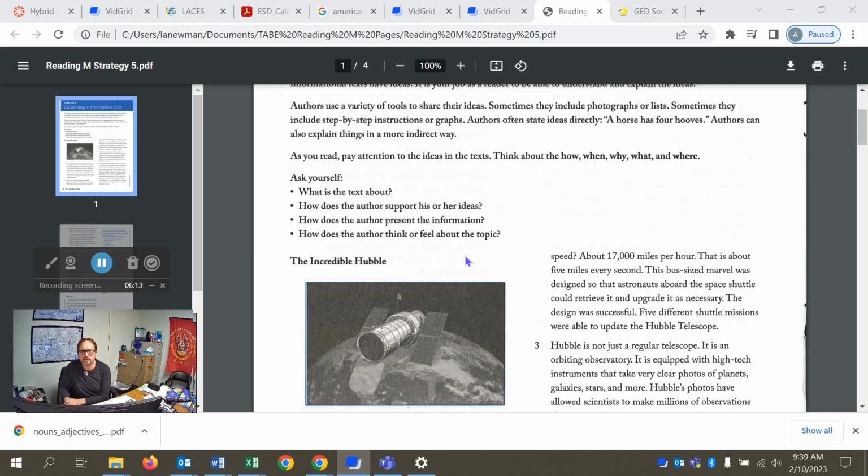How does the author think or feel about the topic? As I said a few minutes ago, just because it's an informational text does not mean that there won't be bias or opinion in there. In fact, part of your job might be analyzing that bias or opinion, but still they should be bringing in facts and evidence to support their ideas if it's an informational text. And I was a little disappointed they gave you all of these words, but only a couple of examples.